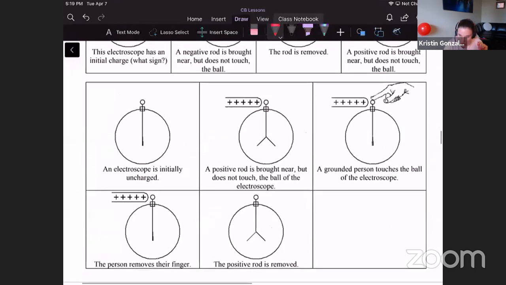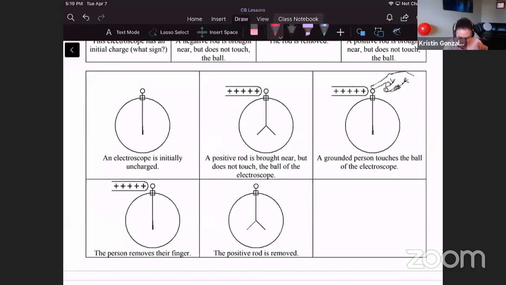And let's look at just one more thing here. We have an uncharged electroscope, and what we're going to do is bring a positive rod towards it. Then we're going to touch the electroscope with our finger, and then put the finger away, remove the rod, and look at the leaves. I want you to think for just a second about what you think the flow of those charges would be in each of those steps. What would the charge distribution look like in each of these steps? I'm going to give you just a second here to think about it.